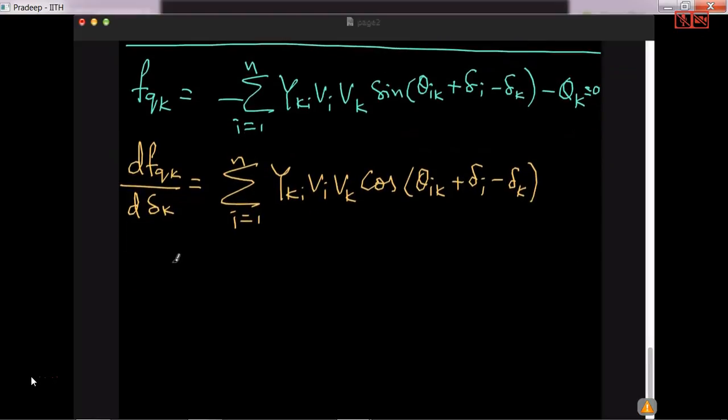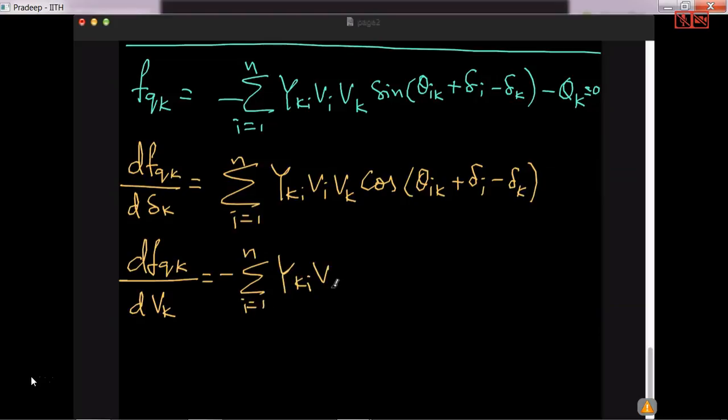Now again, what is the differentiation of this function f_Qk with respect to Vk, the voltage magnitude of bus k? Vk is just a coefficient, everything else is considered constant. So it will simply be minus the summation from i equal to 1 to n of yki vi sine of (theta ik plus delta i minus delta k). Vk will not be there.